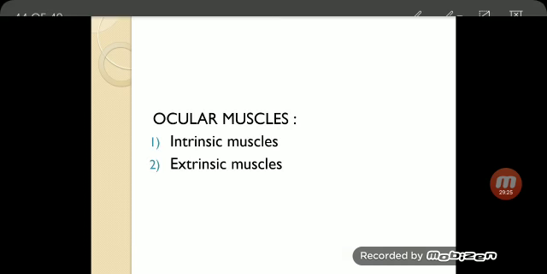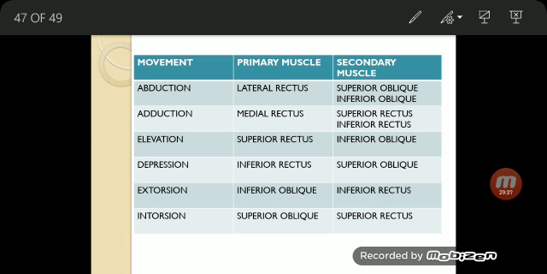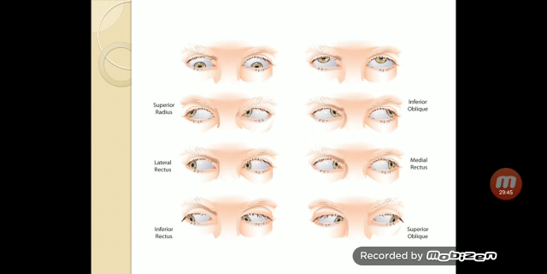So this is the movement and the primary muscle involved. Abduction, the primary muscle is lateral rectus; adduction, medial rectus; elevation by superior rectus; depression by inferior rectus; extorsion by inferior oblique and intorsion by superior oblique. These are the movements of the eye.